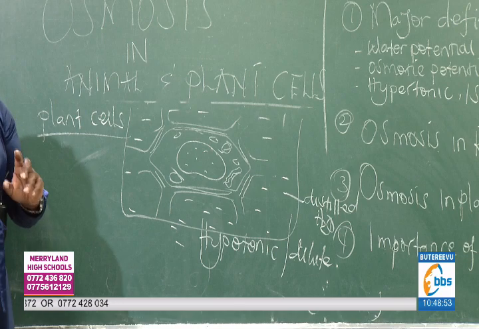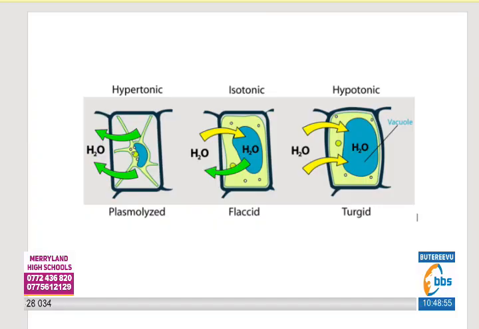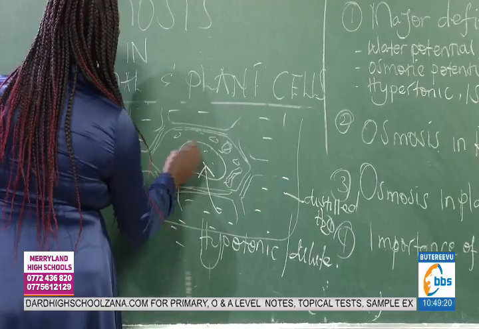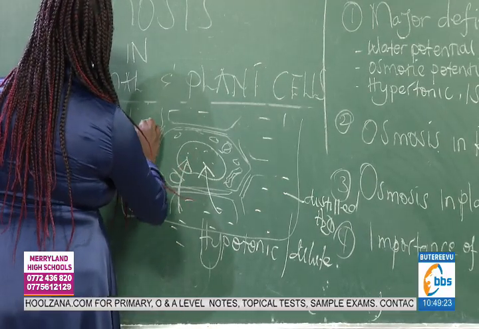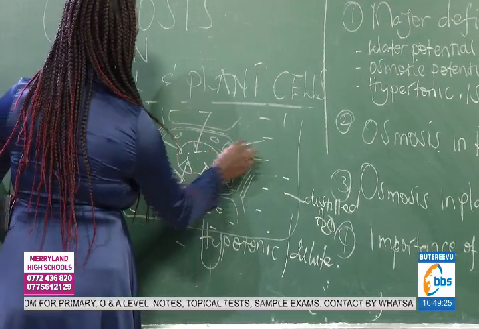I'll request the producer to put that on the screen. Now we are looking at the last part, where we have turgid. What is going to happen? Here the plant cell is placed in a hypotonic or dilute solution, and its contents are more concentrated than the surrounding solution. Osmosis is going to take place, whereby water will move from the outer environment into the plant cell by osmosis.